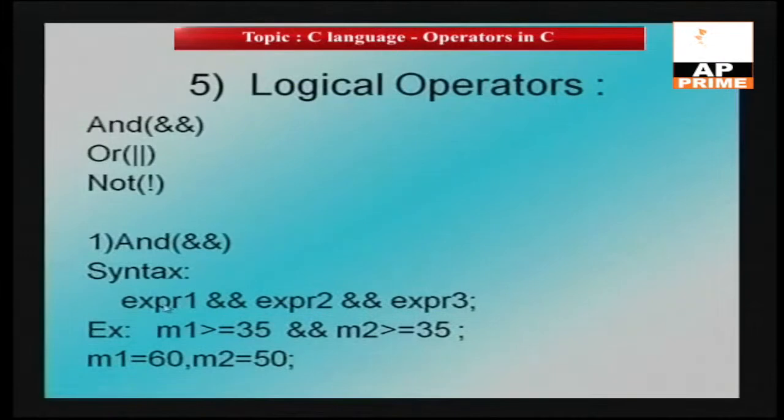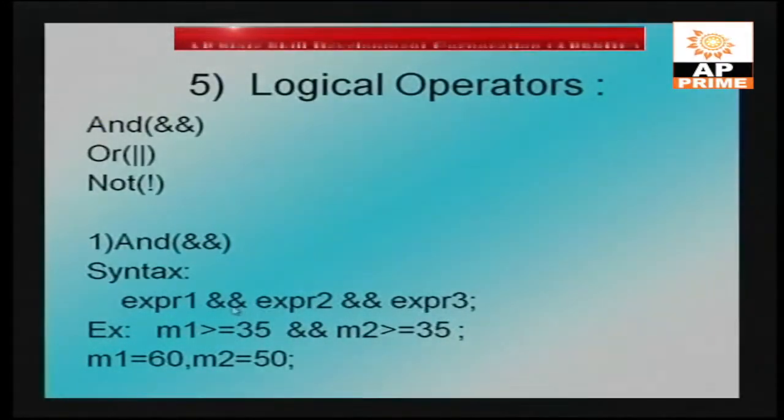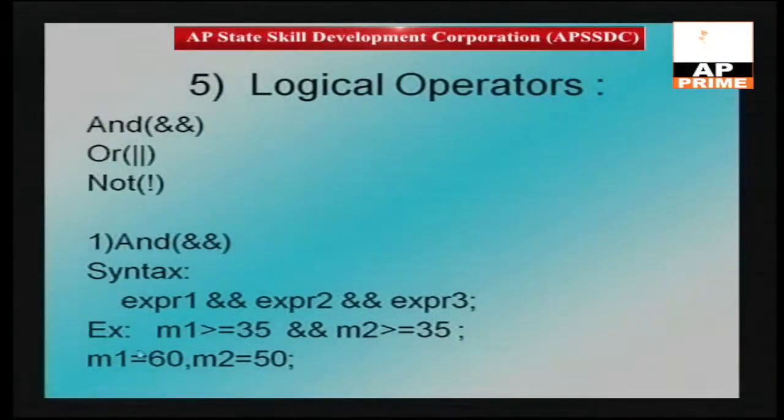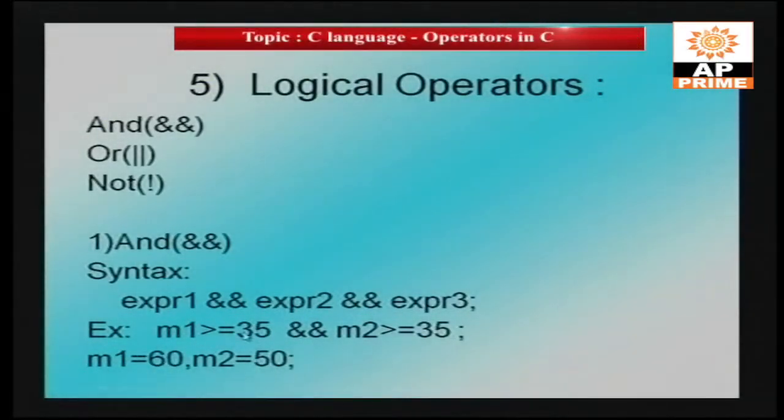You see the logical operator syntax we have. The syntax of the AND operator: expression 1, condition, double ampersand, expression 2, and expression 3 — three expressions, any conditions. Suppose M1 is 60 and M2 is 50. Is 60 greater than or equal to 35? Yes, true. Is 50 greater than or equal to 35? Yes, true. The first expression is true, the second expression is true, and in the middle AND will be there.